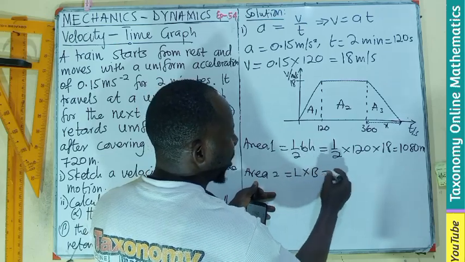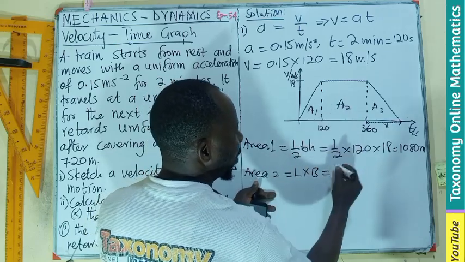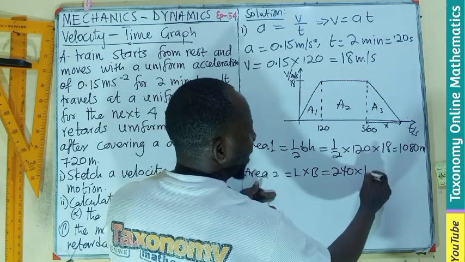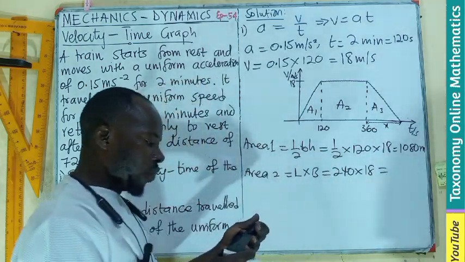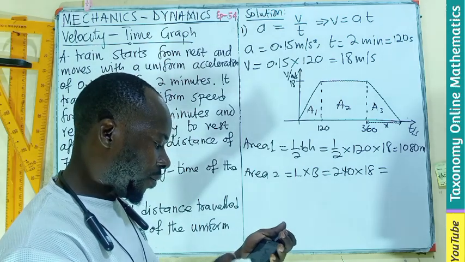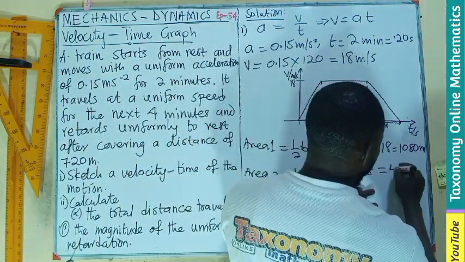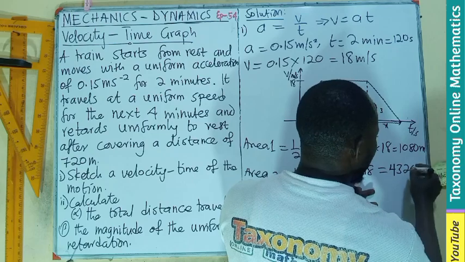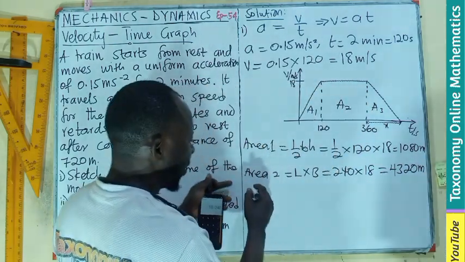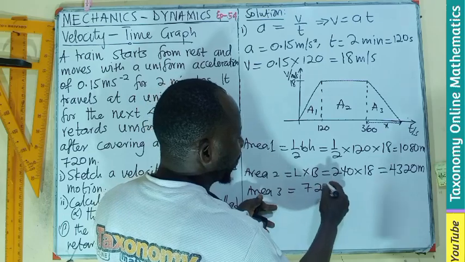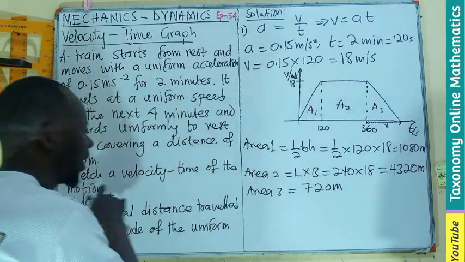Then let's go for area 2, which is going to be a rectangle. Length times breadth. The length is from here to here, 240. The breadth is here, 18. So 240 by 18 gives us 4320 meters. Then area 3 equals 720 meters, given in the question.